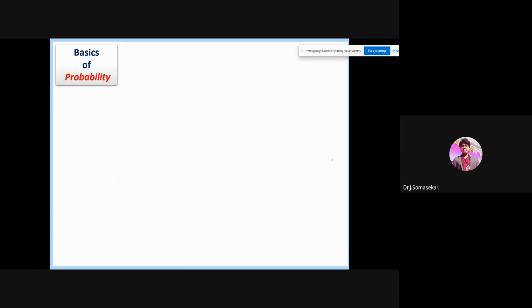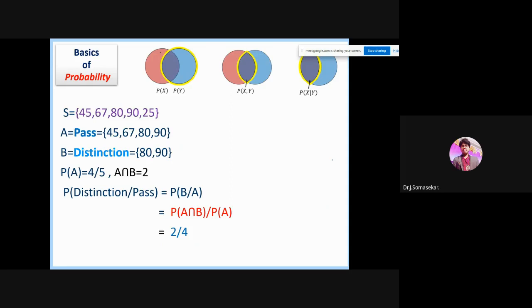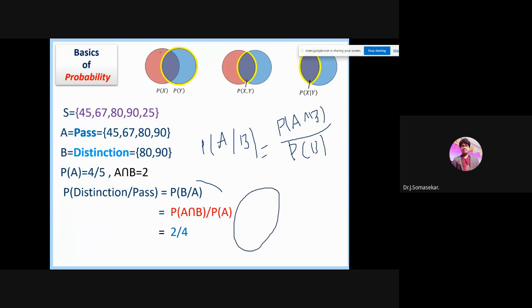I think the basic idea of basic probability and conditional probability is clear. Here the formula for conditional probability is P of A given B equals P of A intersection B divided by P of B. This is the basic formula for conditional probability. We are going to apply this for deriving the Bayes theorem. So why do we have to consider this formula? The basic idea behind this formula I will explain through a Venn diagram.